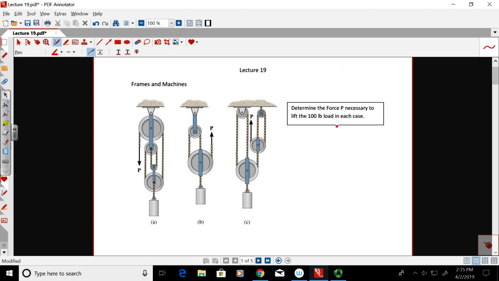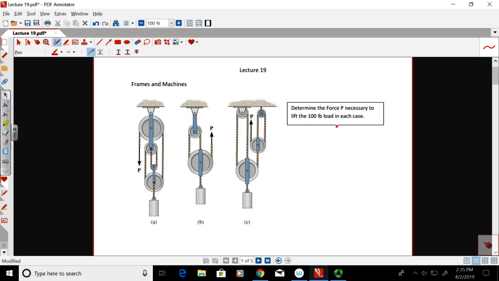By the way, I did put in a homework that's related to what I'm about to talk about, which is these pulley systems. Okay, so I'm going to show you a little bit about pulley systems. But essentially, what we're going to be doing in today's lecture is some of the heart of statics.